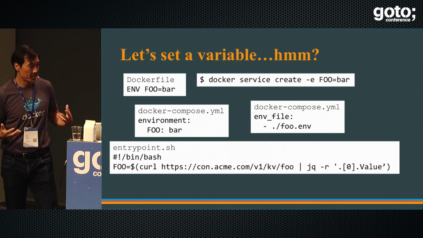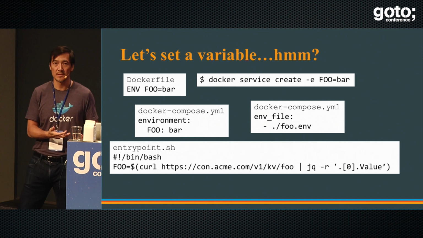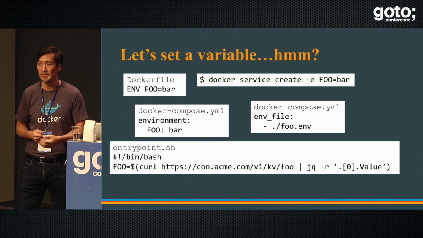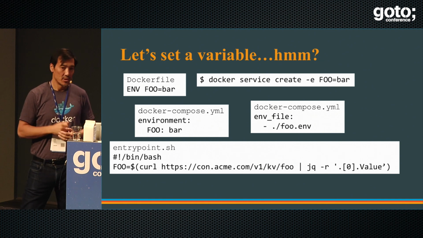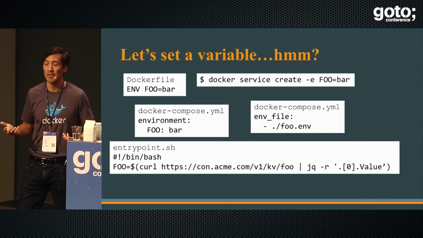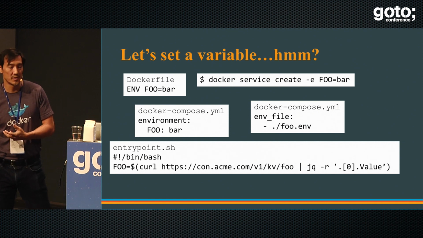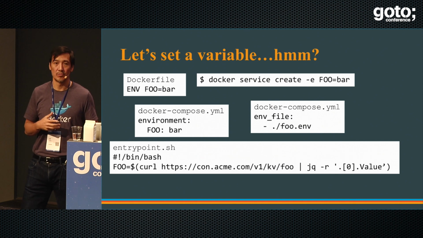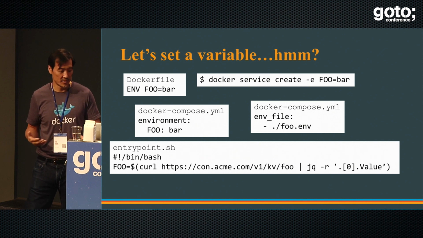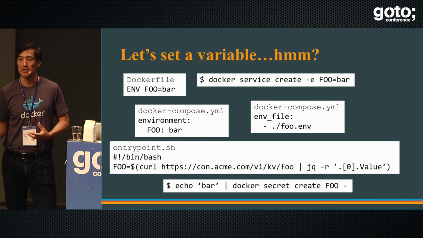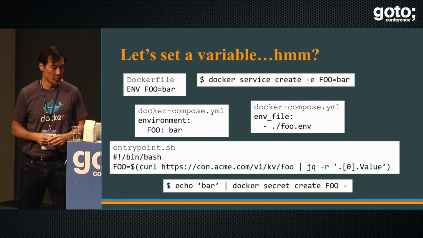Well, you can actually use an entry point script. And you can call out, let's say with curl, or you can do any type of calls outside. You call out to that external service and then actually set foo equals bar right in your entry point. So that's another way of doing it. And finally, sometimes your configuration is secret, right? So yet another way of doing it. You can use Docker secrets to store these variables.